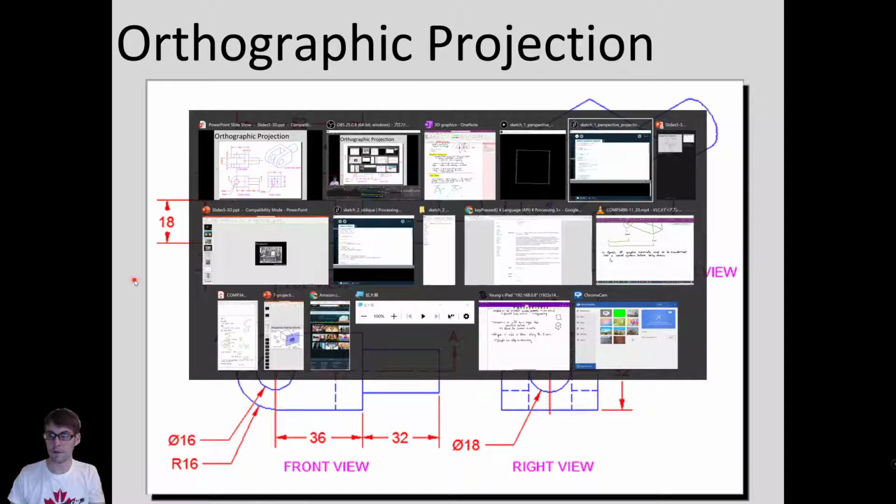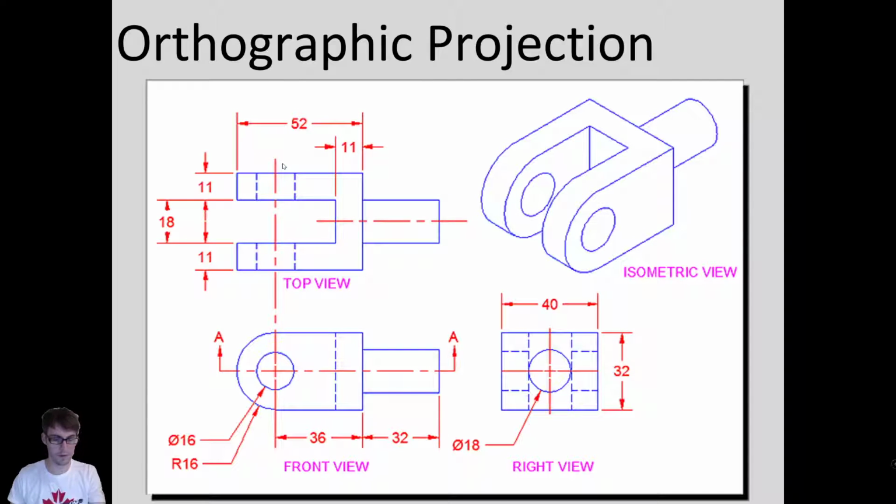Where's my window? Come on, PowerPoint, you can do it.